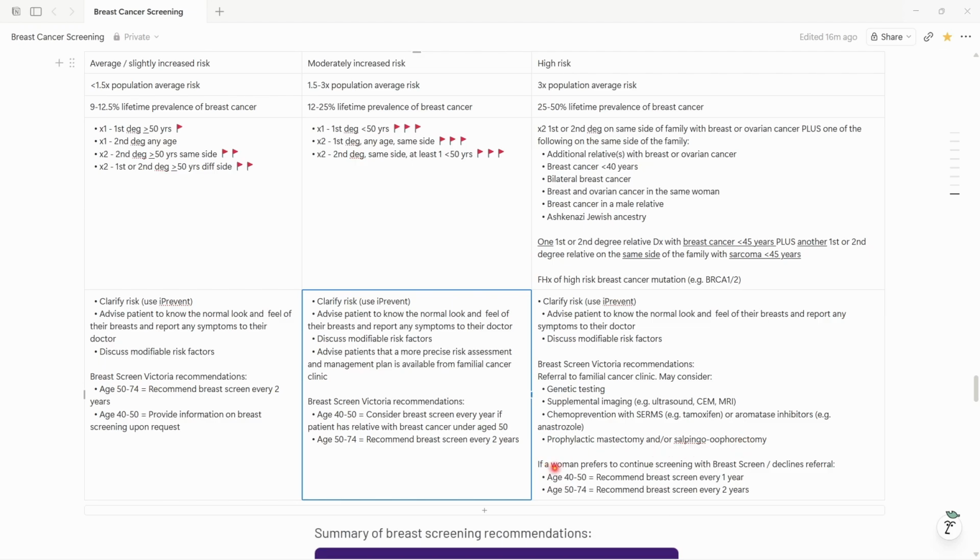But if a woman declines the referral, which is well within their rights, and they prefer to continue screening with breast screen, then the recommendation is that when they turn 40, all the way up to 50, they should have a mammogram every year, and then from 50 to 74 they return back to the normal screening program every 2 years. But they ideally should be referred to a familial cancer clinic.